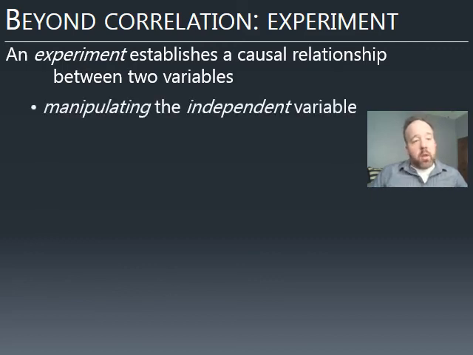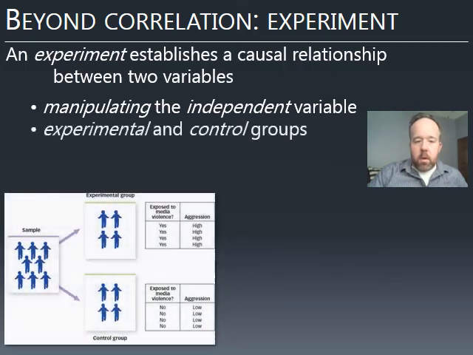And this is done by what's called a manipulation. So you're going to change the environment, or you're going to change something about the individual for what's called the independent variable. And the independent variable is the thing you're manipulating. It's something about the person or their circumstances that you're going to intentionally alter. And what this does is it splits your participants into experimental and control groups.